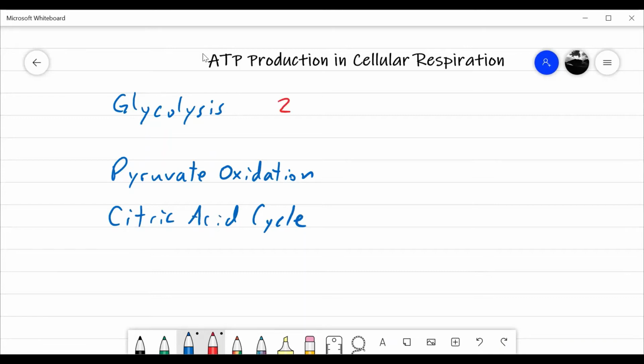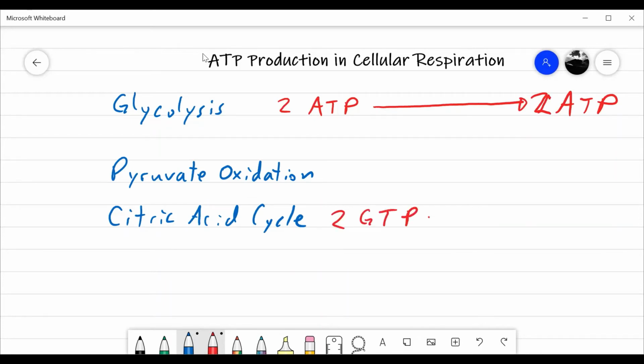So remember, in glycolysis, we made 2 ATP. So what I'm going to do is basically count up all of our ATP, by the way. So 2 ATP, there we go. Okay, pyruvate oxidation, there were no ATP being made. And the citric acid cycle, we made 2 GTP. Remember, GTP is exactly equivalent to ATP. So there was our 4, and so that wasn't very much, right? But what we want to do now is consider all of the other things that we've produced.